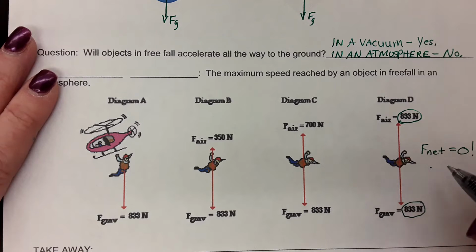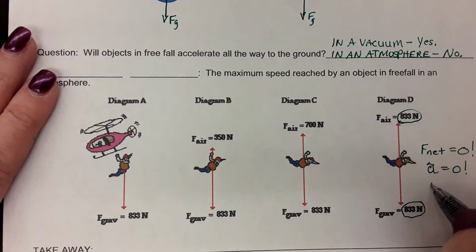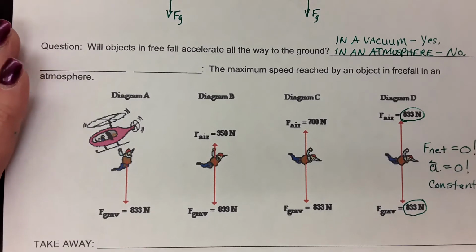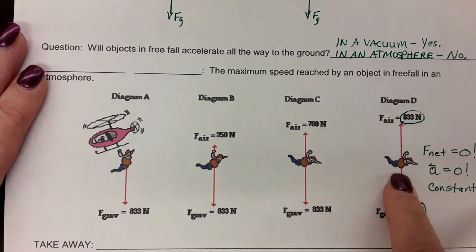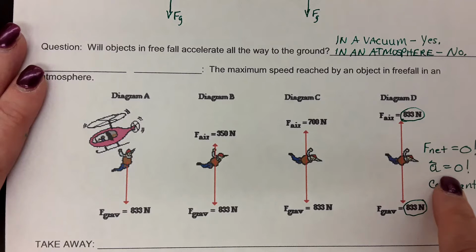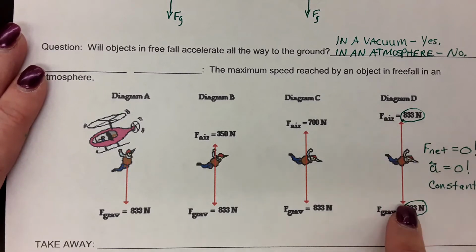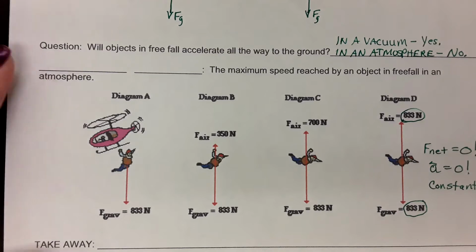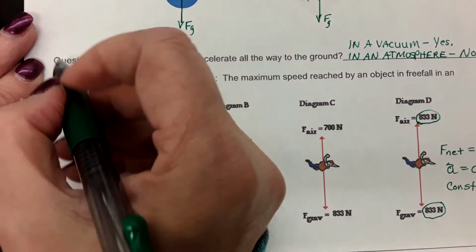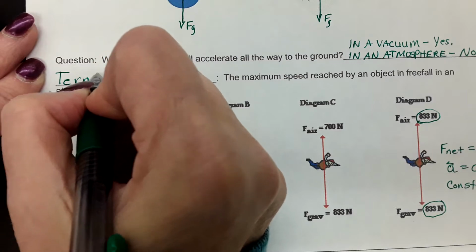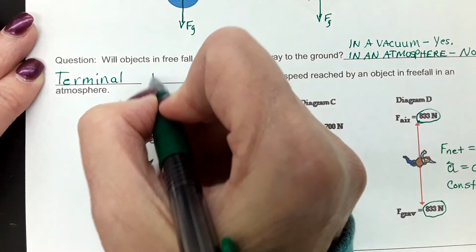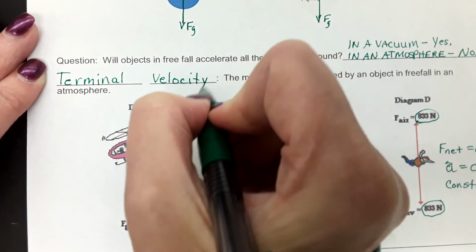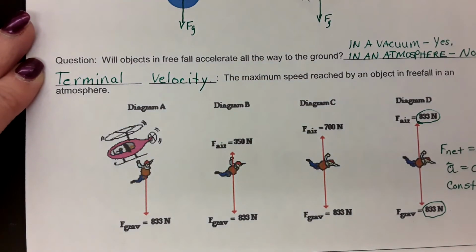And when the net force is 0, according to Newton's first law, there's no acceleration. So now he's going to travel at constant velocity the rest of the way down. In fact, whatever speed he's traveling when the acceleration stops, when the net force becomes zero, that constant velocity has a special name. It's called terminal velocity. Terminal velocity. And it's the maximum speed reached by an object in free fall in an atmosphere.